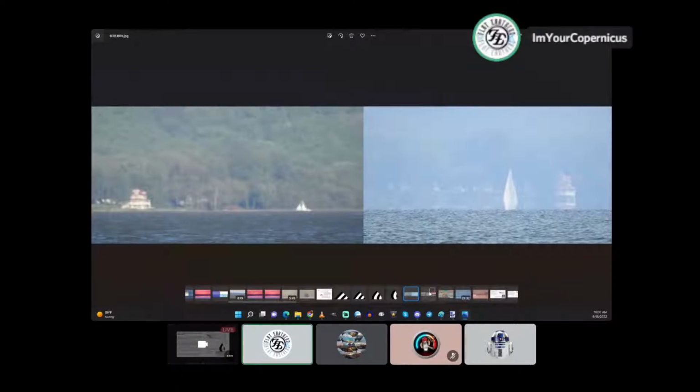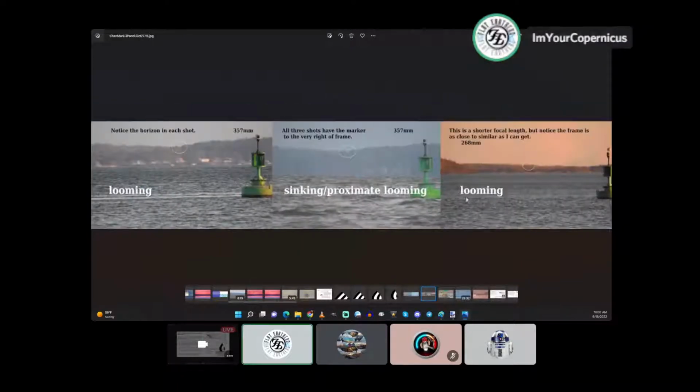Now, what I was trying to say before, and we got distracted from it, is look at the texture of the water here.